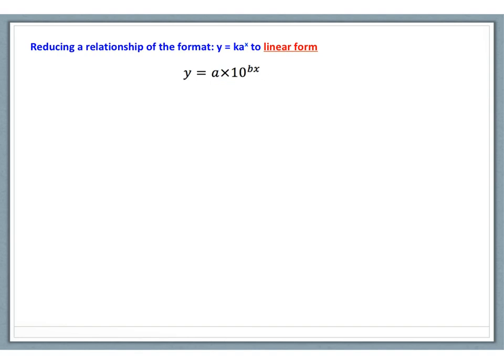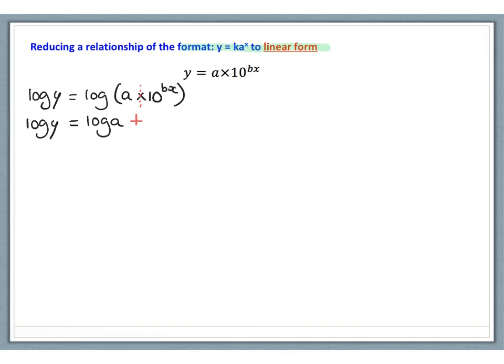So our first job is to reduce this exponential relationship to a linear format by taking logs of both sides. So again, we're going to work with log to the base 10. So I'm simply going to write down log of y equals log of, brackets, a multiplied by 10 to the power of bx. Now, here's the product on the right-hand side. So the left-hand side can remain the same, but the right-hand side I will split up into log of a and then plus log of 10 to the bx here.